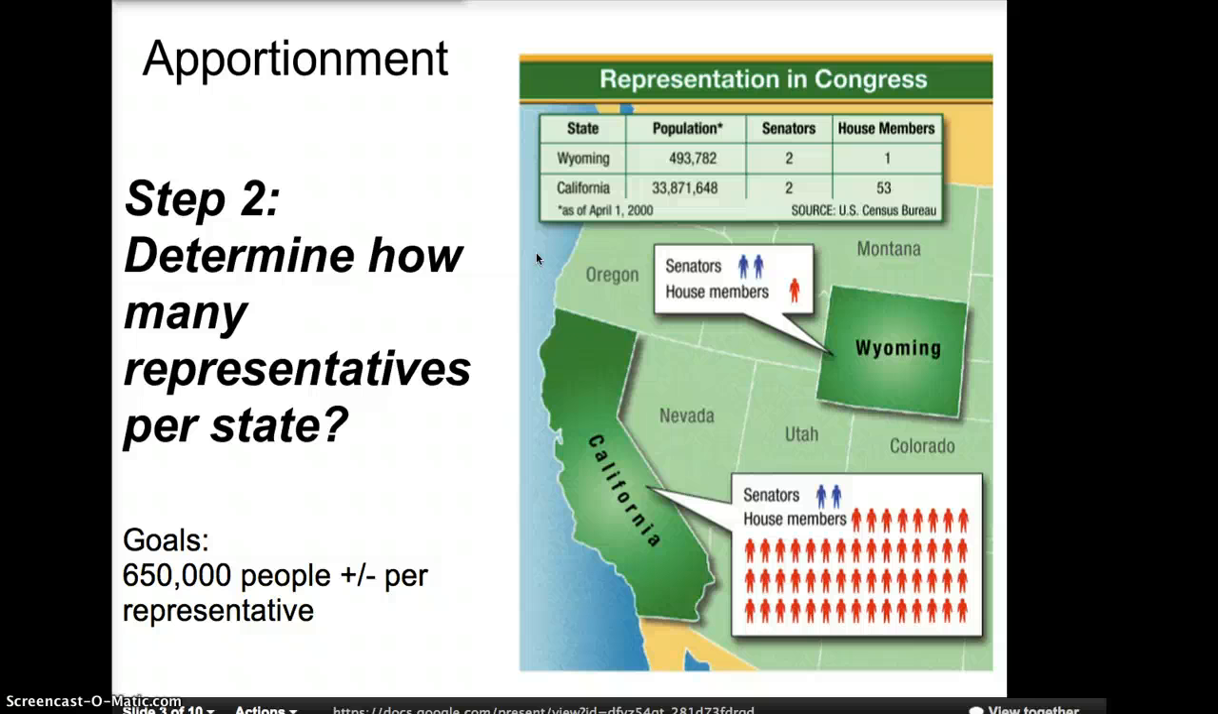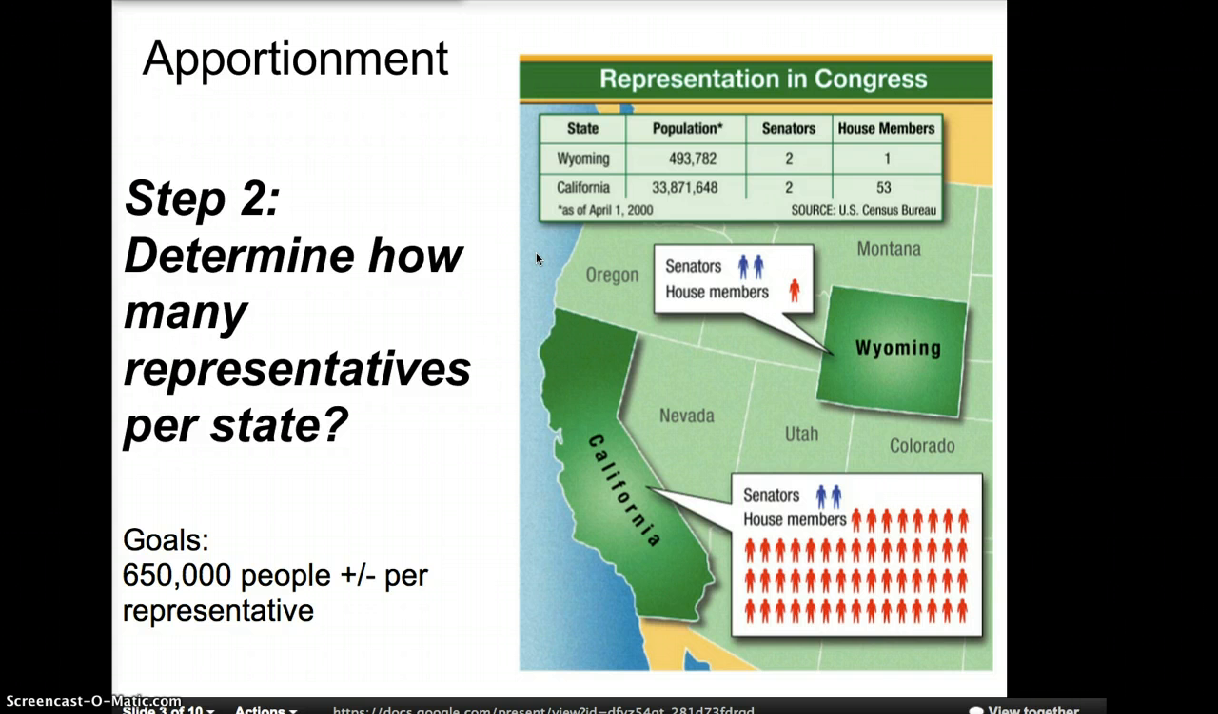As you can see in the picture, Wyoming, when we talked about the electoral college, this is how this all comes together. For the 2000 census, Wyoming had just under 500,000 people, so they get one representative. California had well over 33 million people, and so they were assigned 53.